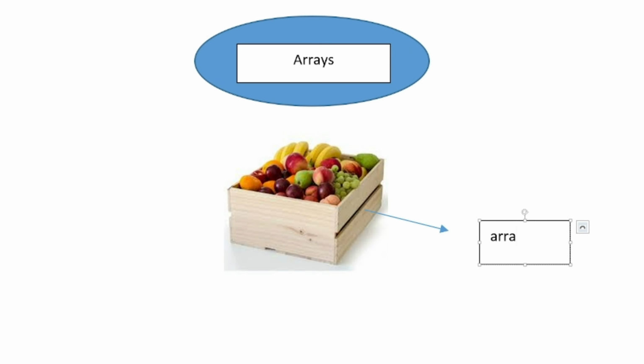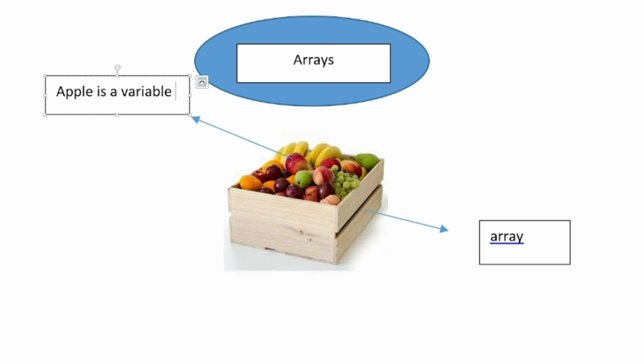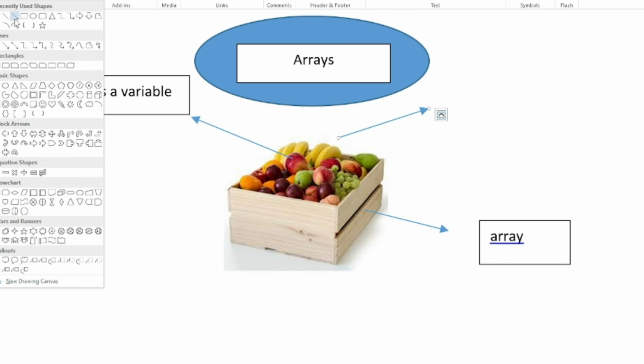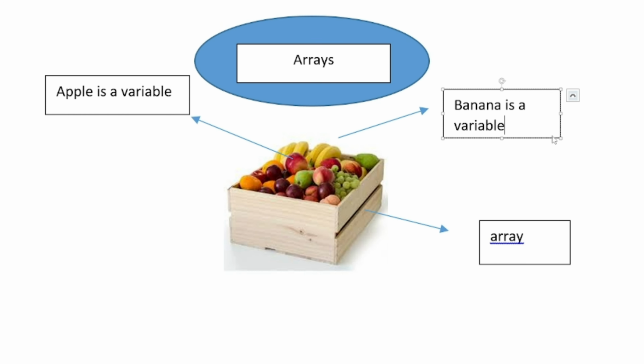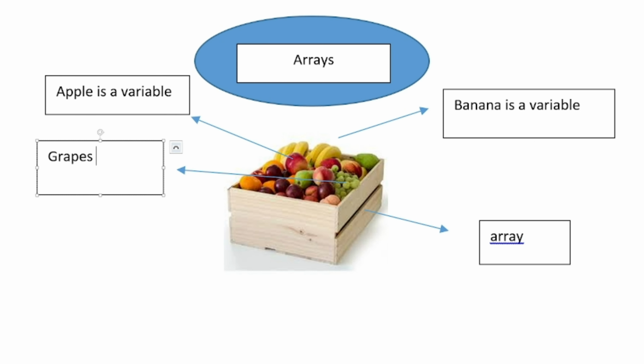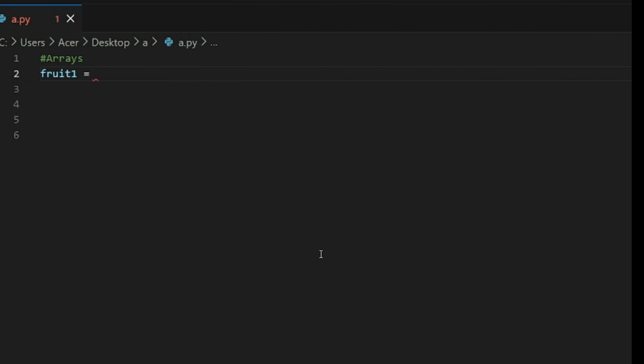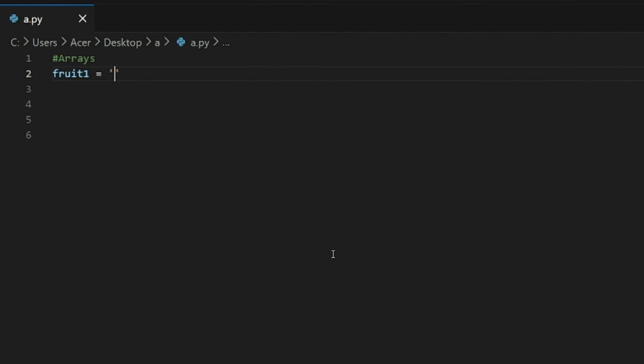So an array is like a box, and in the array there are lots of values. The box is an array. Apple is a variable. Banana is another variable. Grapes is another variable. For example, we have fruits 1 equal apple, fruits 2 banana, fruits 3 grapes, but it's very long.